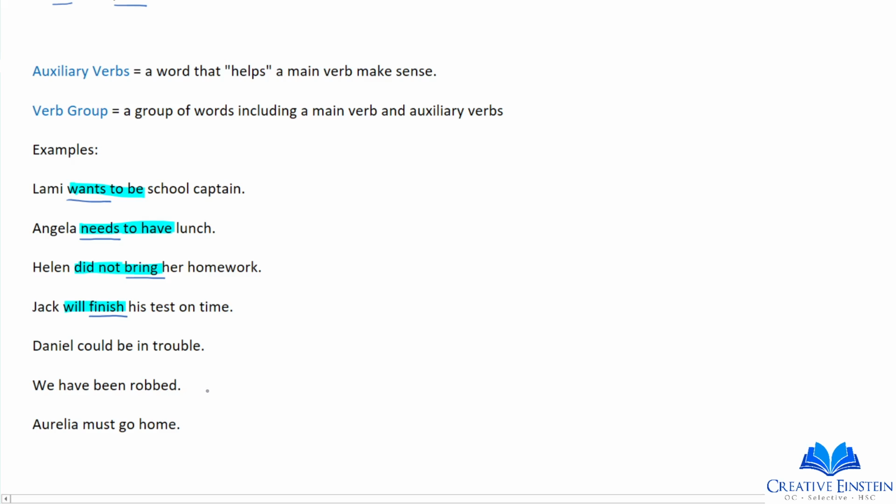Daniel could be in trouble. So could is our main verb. Could be is the auxiliary verb, which means could be is the verb group.